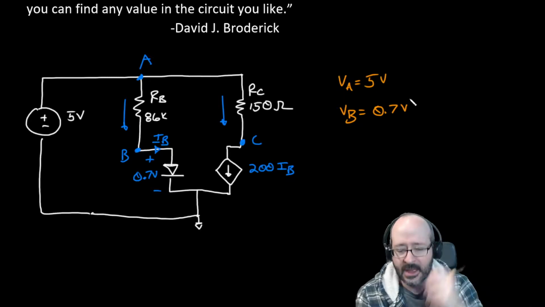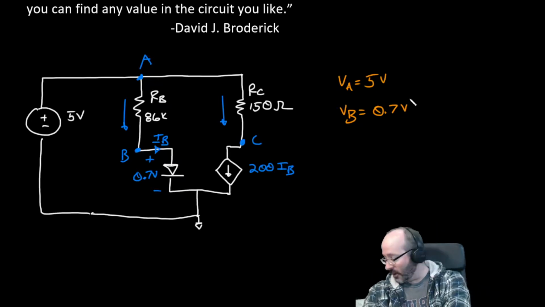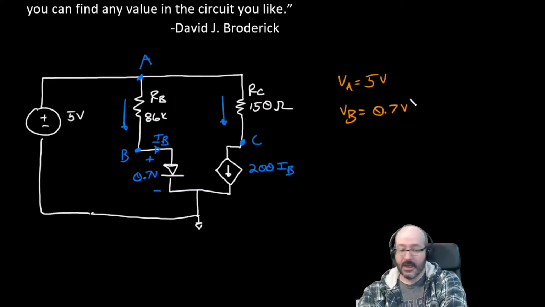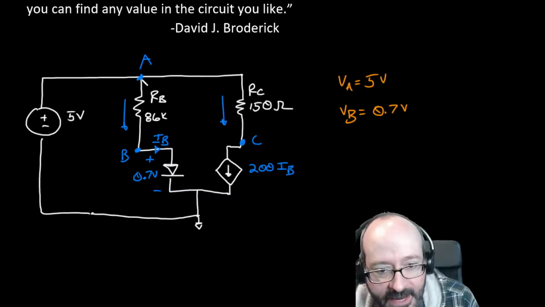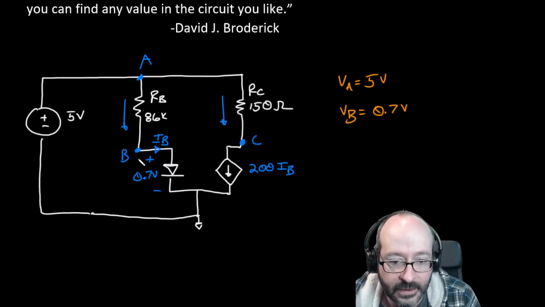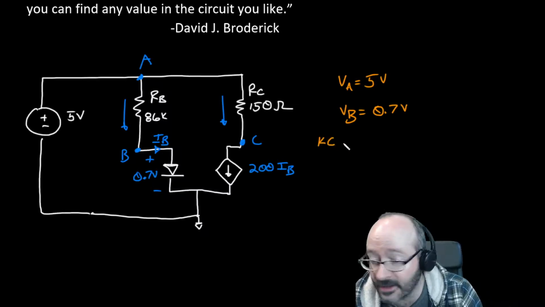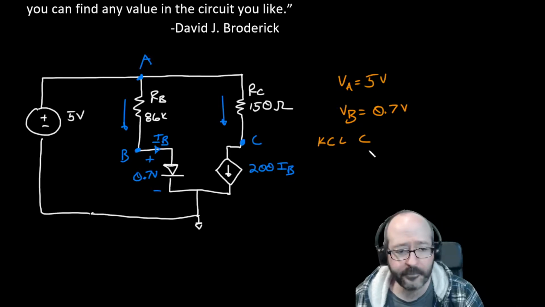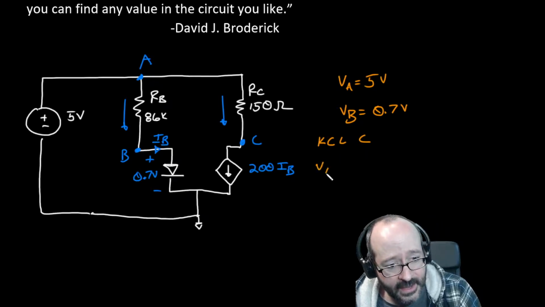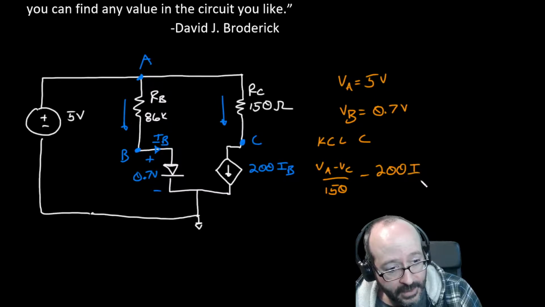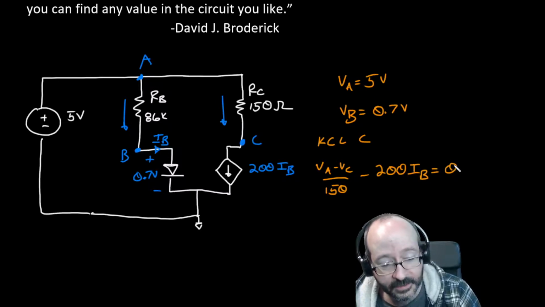We need VC, and in order to get VC, we're going to have to write a KCL. Where can I write this KCL? I can't write it for A because it's connected to 5 volts. I can't write it for B because it's connected to this 0.7 volts. So I'm going to have to write it for C. Let's write a KCL at node C. That's going to be VA minus VC over 150, minus 200 IB, and that's equal to 0.